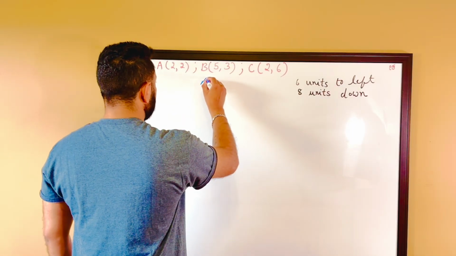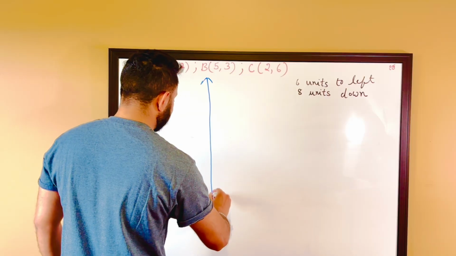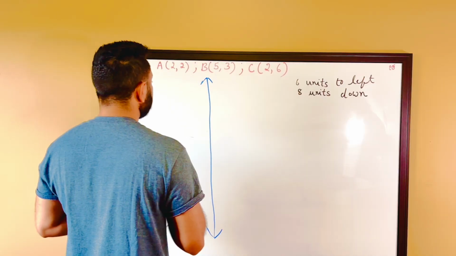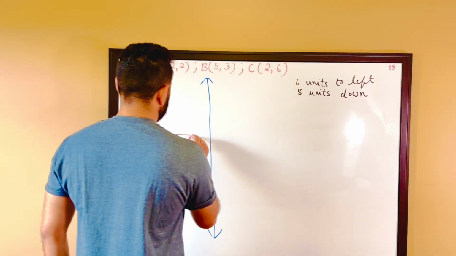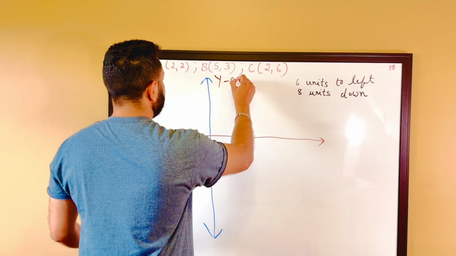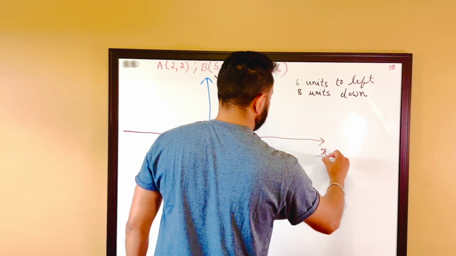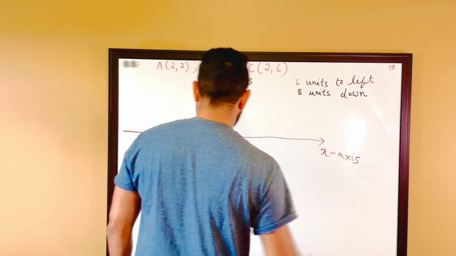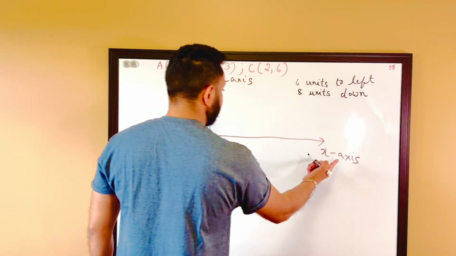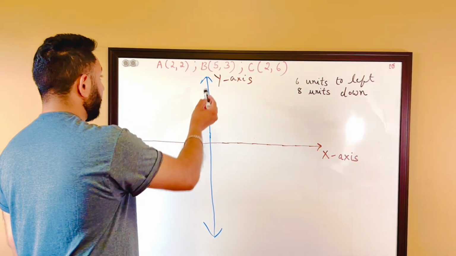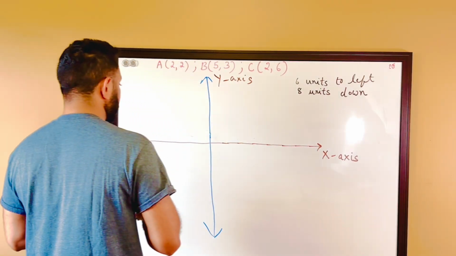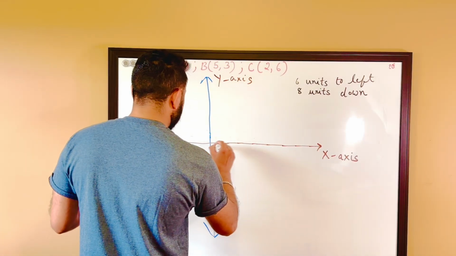So let's say this is the y-axis and this is the x-axis. So y-axis and x-axis, and we know that the y-axis works vertically and the x-axis works horizontally. So that means the y-axis works up and down and the x-axis works left and right. So now we're gonna mark the graph.